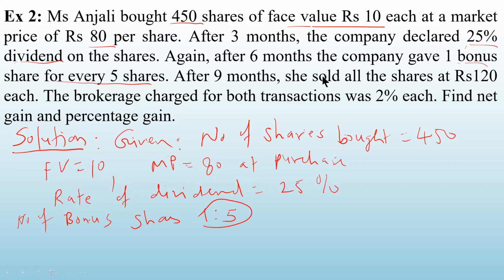After 9 months, she sold the shares at market price 120. Market price is 120 at the time of sale. And what is the brokerage? Brokerage is 2%. This is what is given to me. What I have to find out is the net gain and percentage.